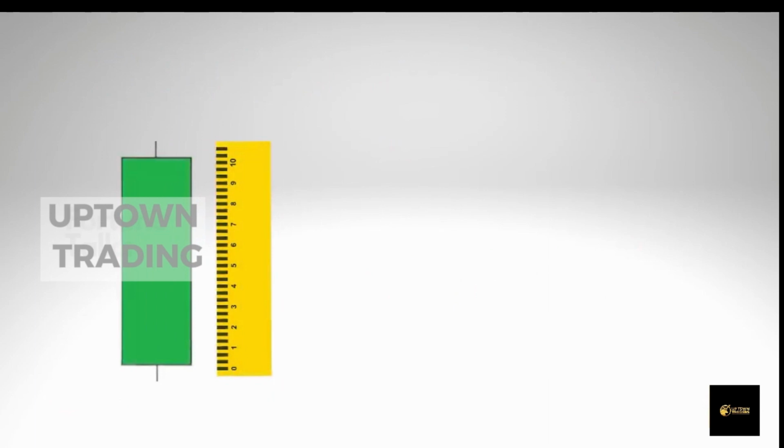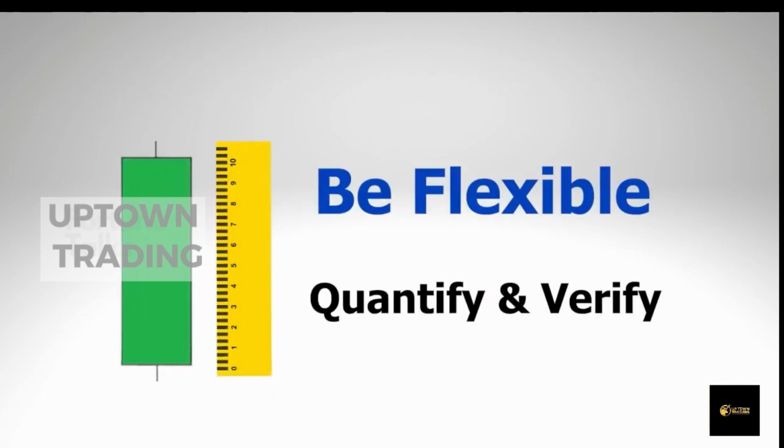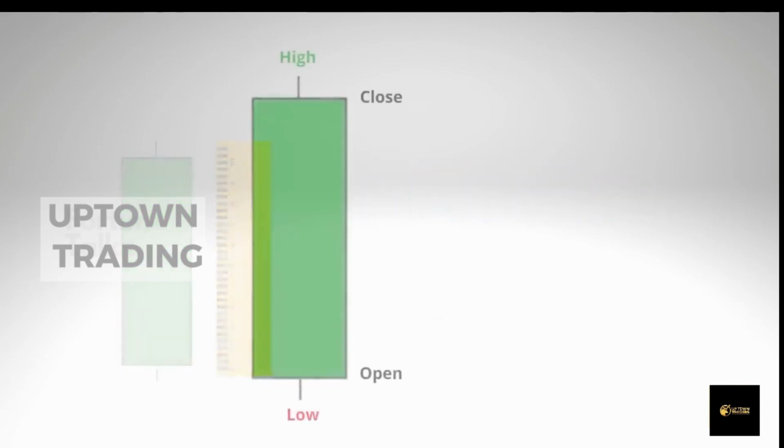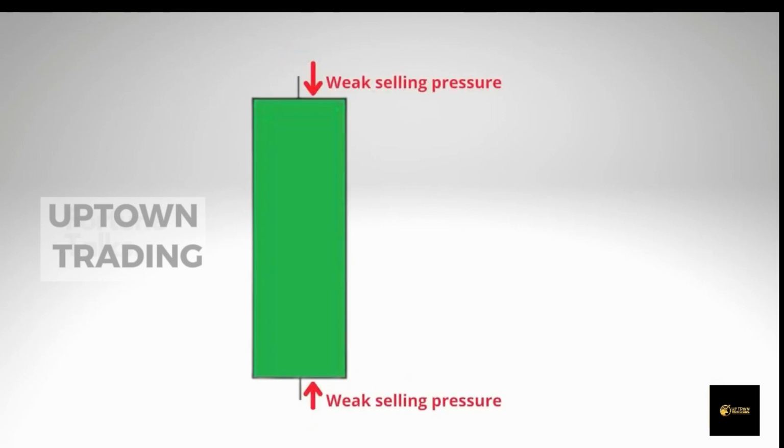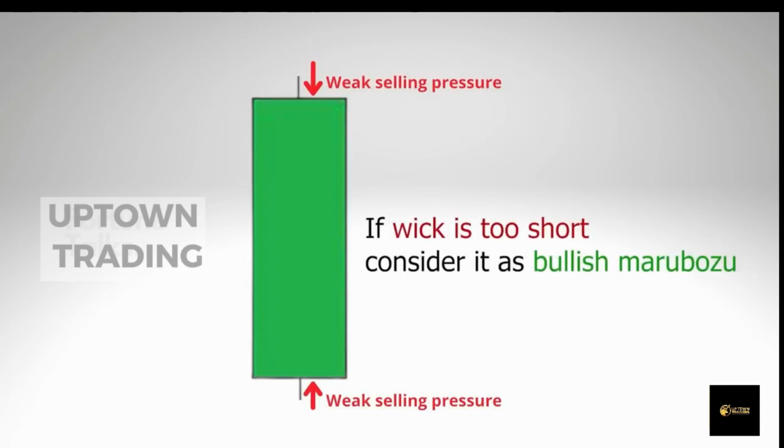But we have to be flexible with patterns. That is, we have to first quantify and verify, because in the market the patterns generally don't occur exactly the same way as they are mentioned in those textbooks. So let's look at this green candlestick pattern where the price has closed higher for the period. It has opened lower and closed higher, which means it is a bullish candlestick, and there is a small lower wick and a small upper wick. But the high and low prices are so close to the open and close prices, which means there is very weak selling pressure from the bears. So in real market conditions, we can actually consider these candles as bullish marubozus, because even though there was a slight selling pressure, it is still a strong bullish candle.